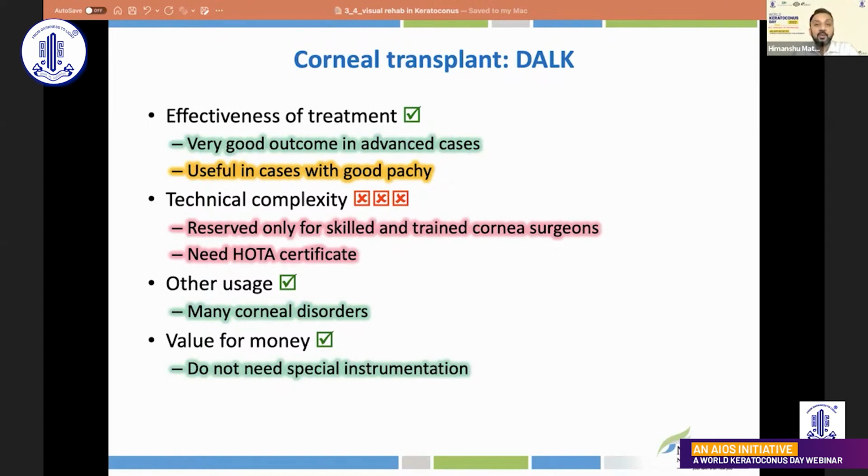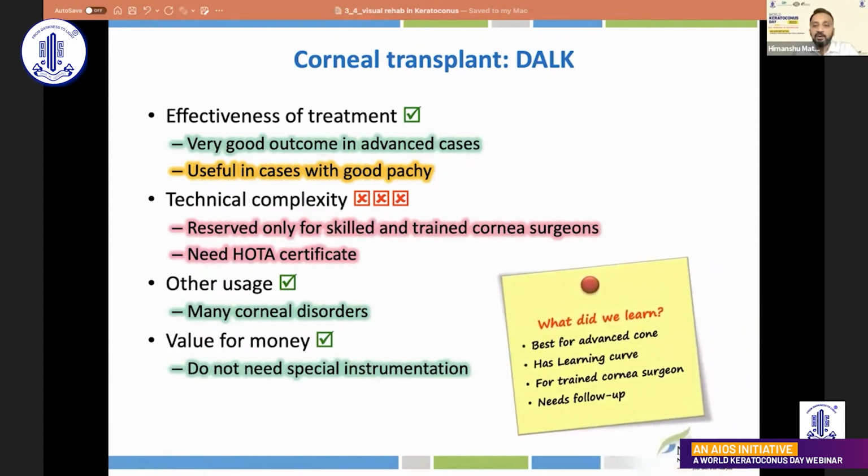Also, somebody who wants to perform it should have an organ transplant act certificate or HOTA certificate. It can be useful for many other corneal diseases. So if you gain expertise in this, it certainly is very useful. It does not require any special instrumentation, so it's certainly value for money. So what do we learn from here? Well, it's best reserved for very advanced cones and still has a little learning curve. It's for trained cornea surgeons and requires long-term follow-up.